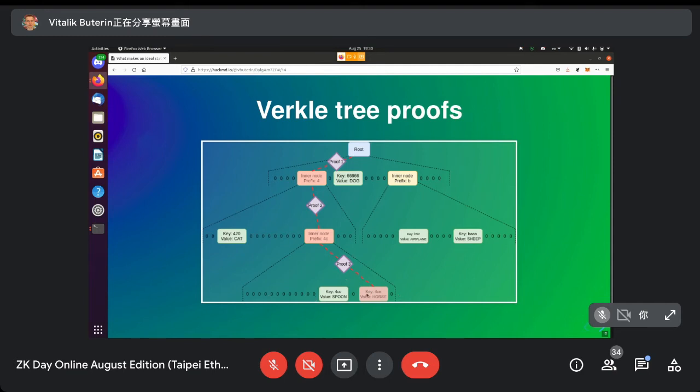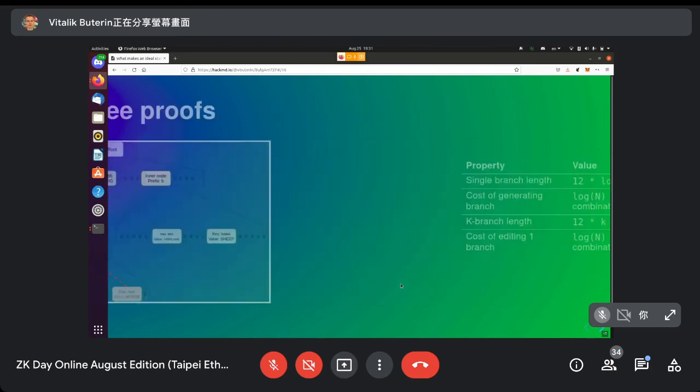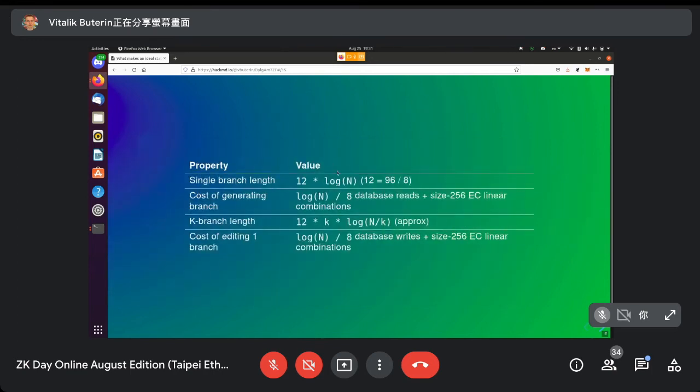You would just update the data. To generate proofs, you do have to do computation over the sister nodes, but the computation is relatively simple and fast, just arithmetic and a few elliptic curve operations. So here's the chart with the properties, right?